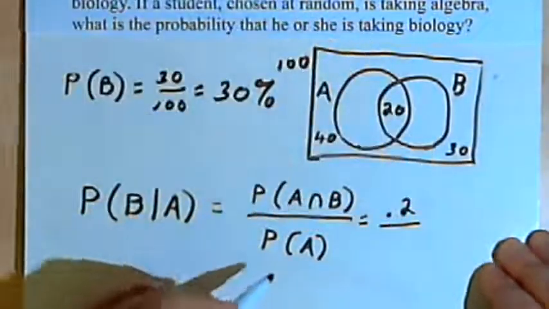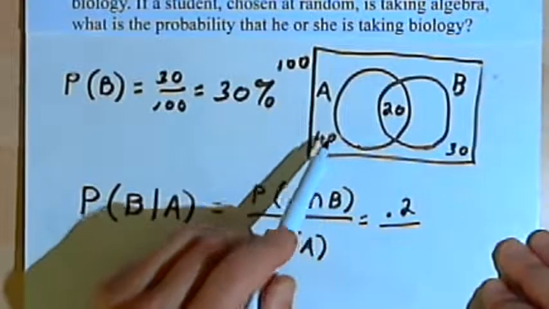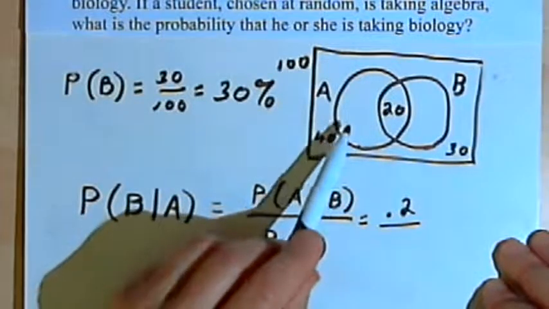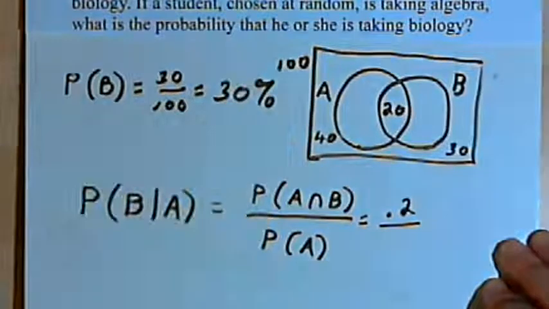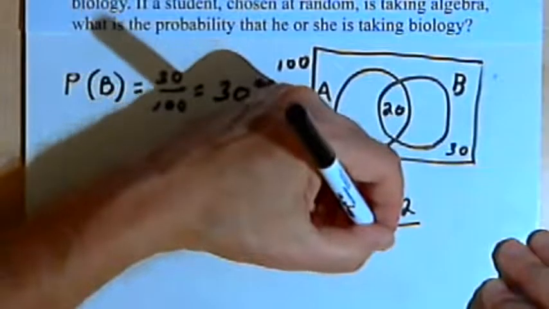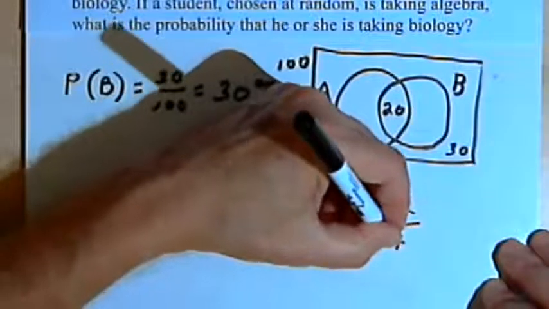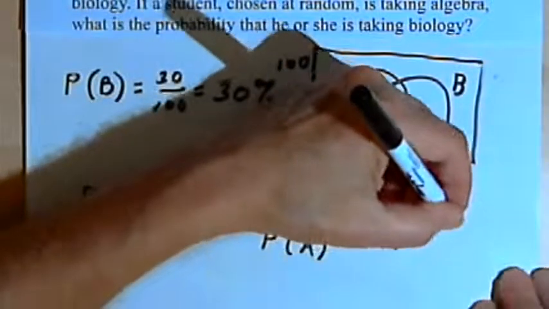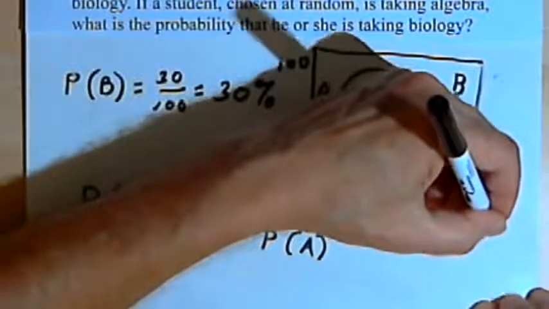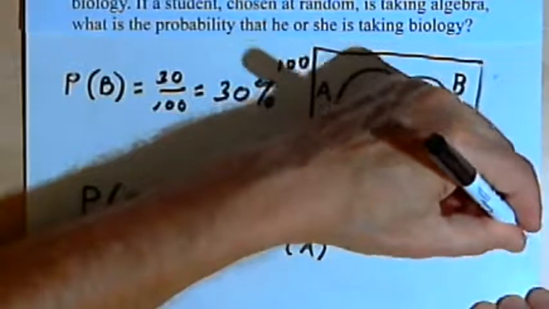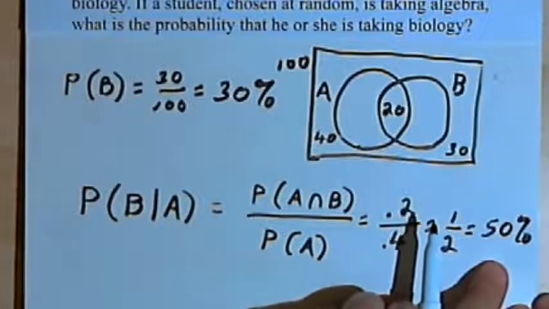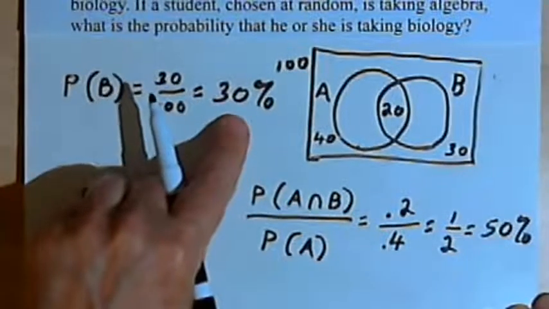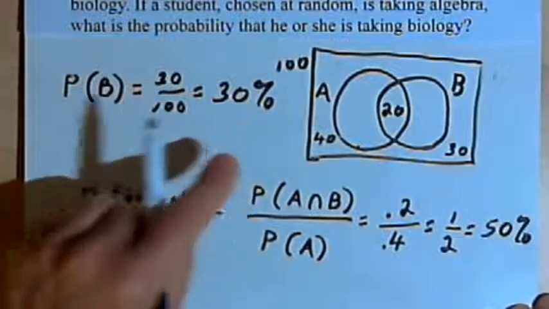The probability of A, since there are 40 students in Group A, 40 students taking algebra, and 100 students altogether, is going to be 40 over 100, or 0.4, and that reduces to 1/2, which is the same as 50%.